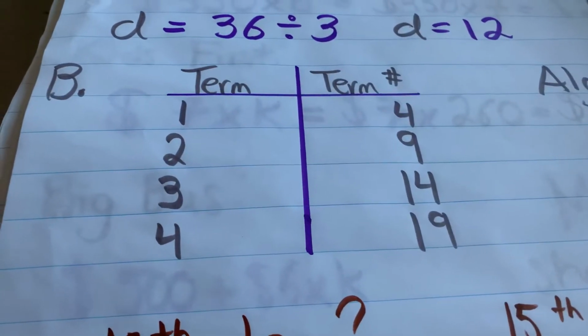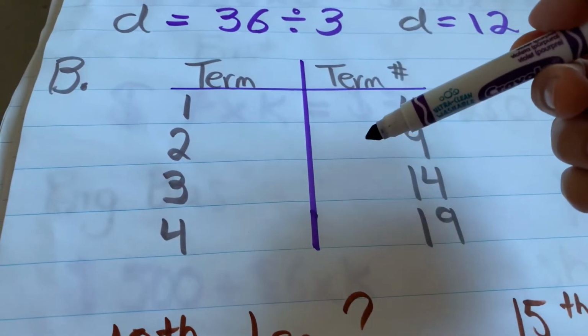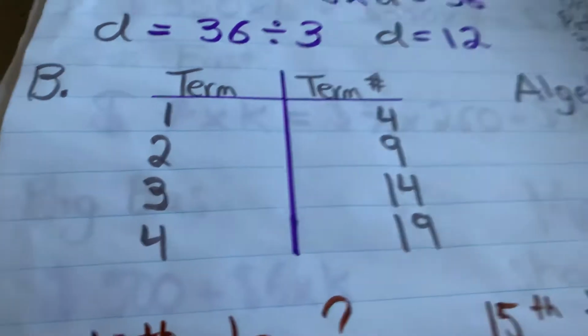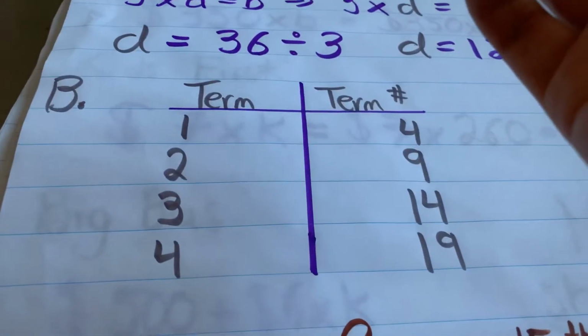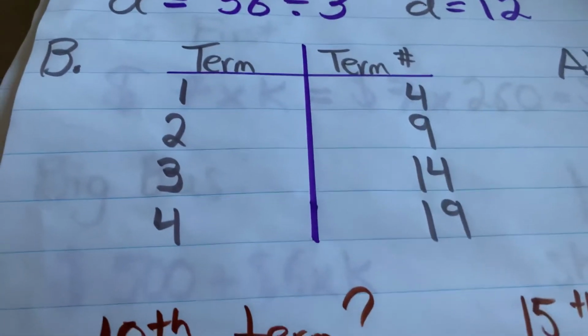I could do times 4. 1 times 4 is 4, but it has to work for the next row as well. 2 times 4 is 8, and the answer is 9. So it's not times 4. Looks like it's going to be more of a complicated one.